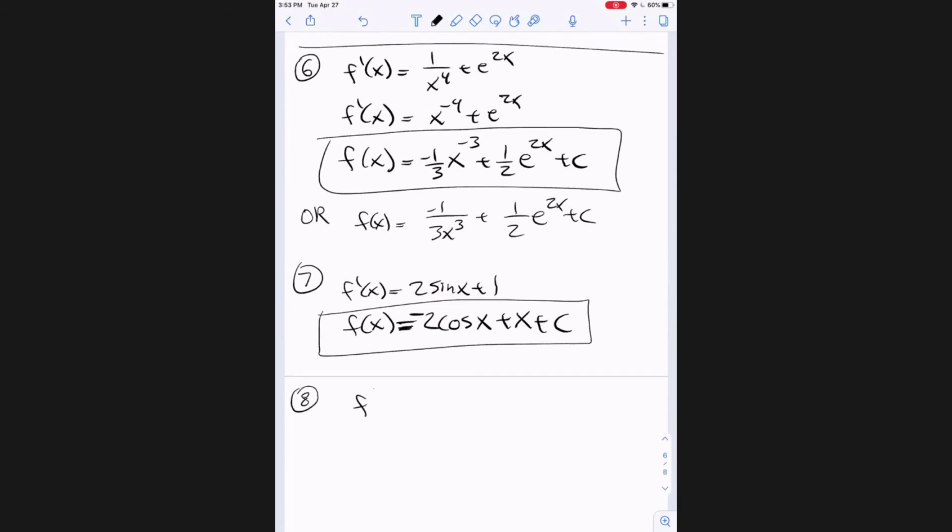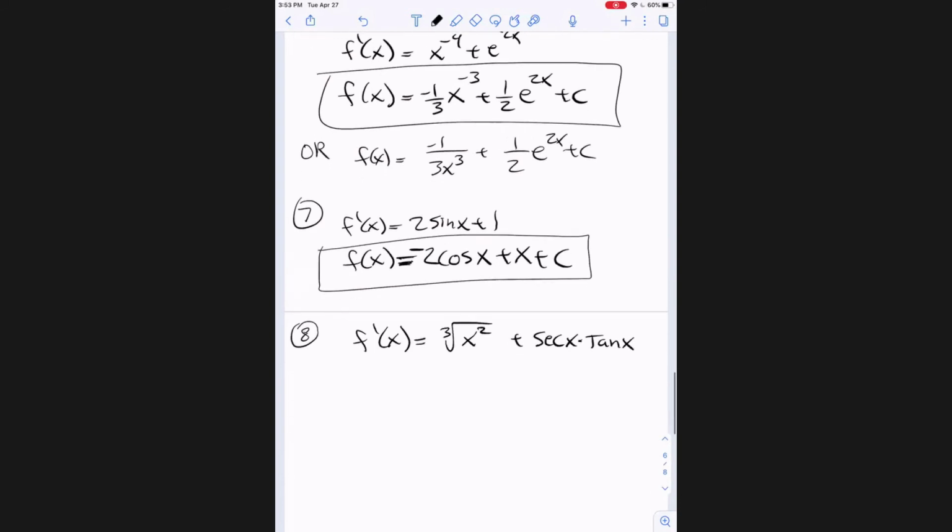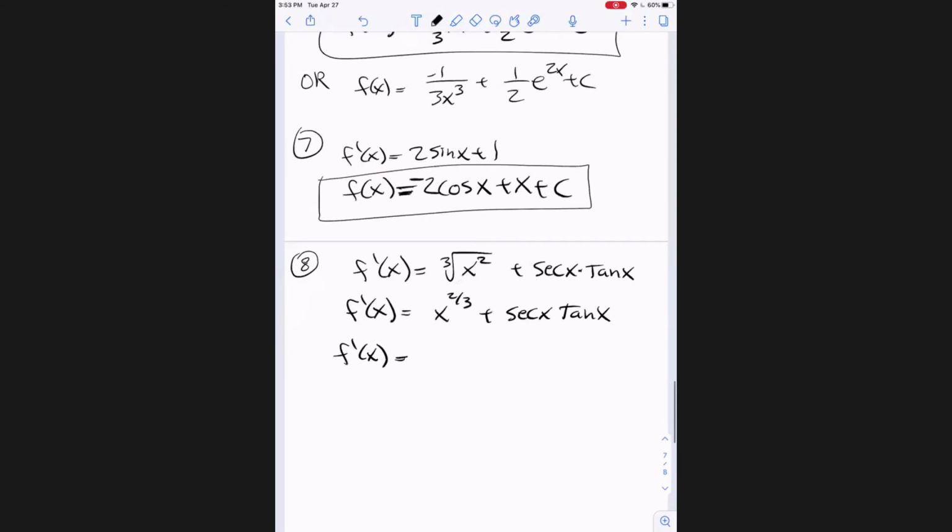Number 8. F prime of x equals the cube root of x squared plus secant x times tangent x. Let's take the antiderivative here. Well, let's rewrite it first. The first one, add 1 to the exponent. 2/3 plus 1 is 5/3. Divide by 5/3 is the same as multiplying by 3/5.